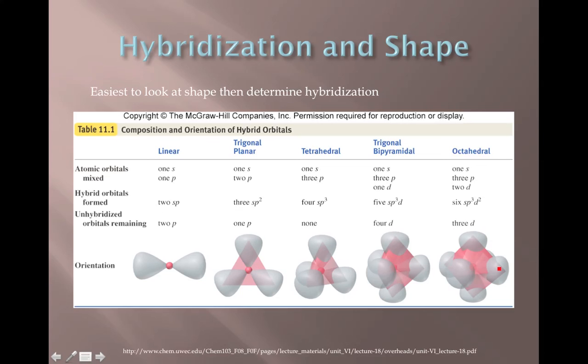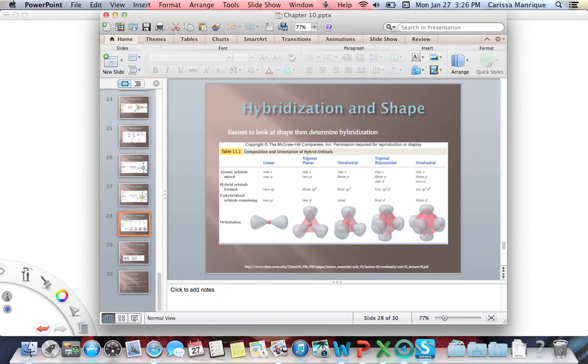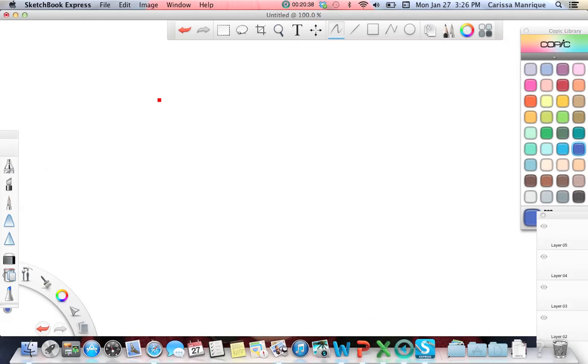Okay, so let's do some examples. Okay, let's do like NH3. Now what I would do, okay, well, let me also put this. So we're going to do sp, sp2, sp3, sp3d, sp3d2. Okay? So now let's put orbitals.